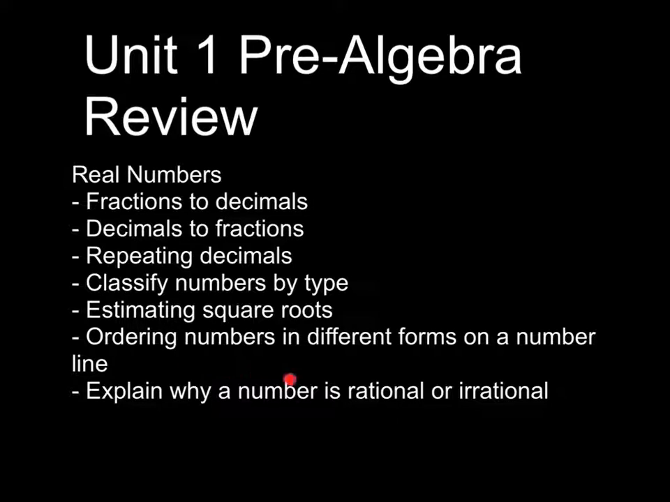We also need to explain why a number is rational or irrational. It's not enough just to be able to determine whether it is or is not rational. You do need to explain why it is rational, or why it is irrational.